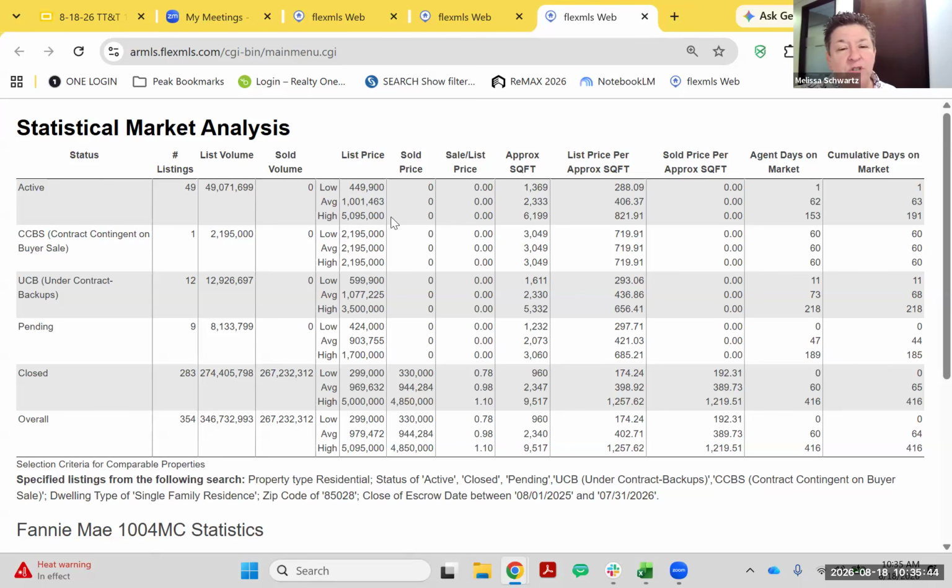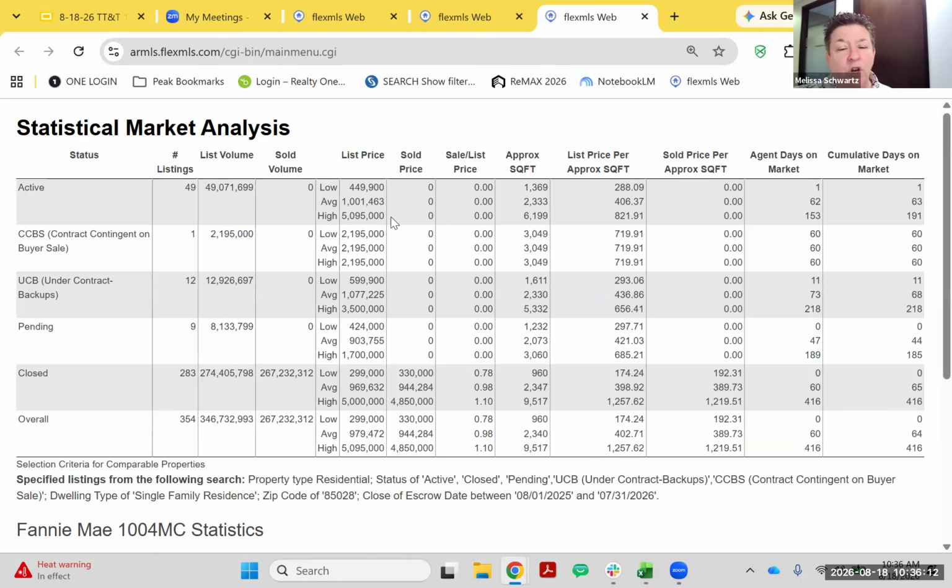The CCBS, you've got one listing, 13 are UCB currently. And again, it goes up to 3.5 million, but that again is at 5,000 square feet. So you could have gotten rid of that one, I'm guessing, and that was on the market 218 days. So probably would make sense to remove these above 5,000 square feet.